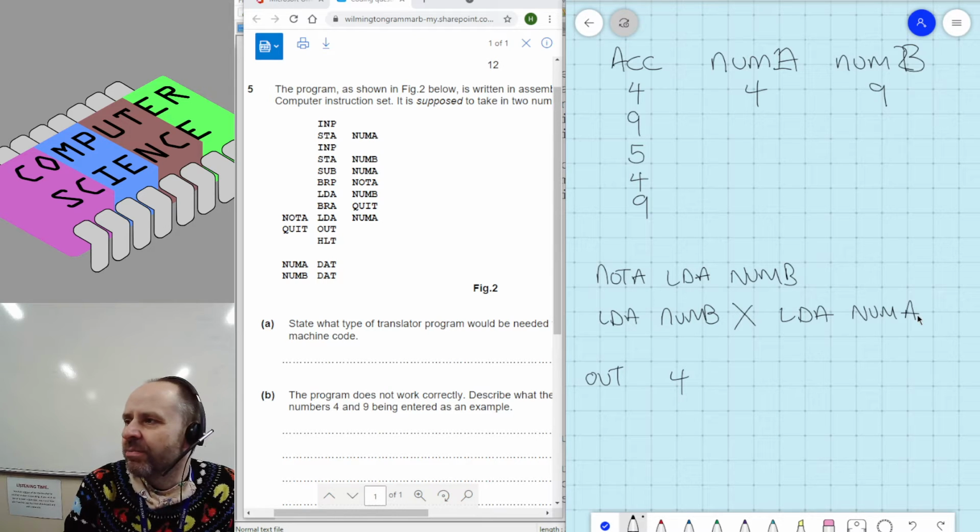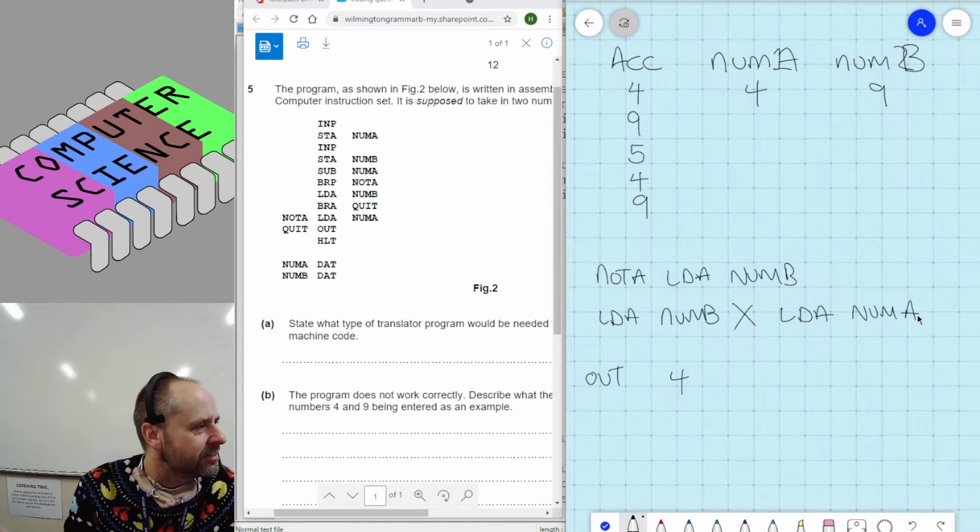Notice what they've done with this program. It says jump to quit, which is where the output is. So they only do the output code once. Okay. Now, is everyone happy with that? This is Little Man Computer.